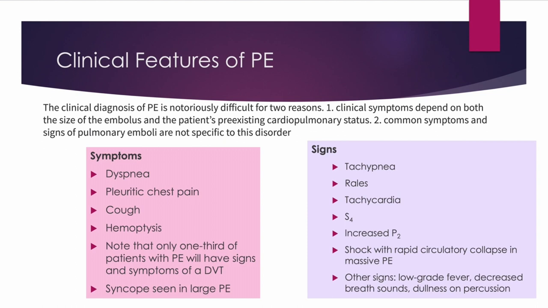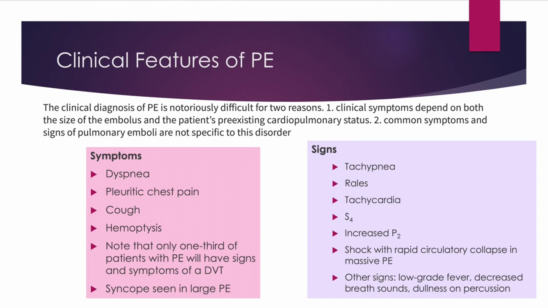Okay. As far as signs, things we see on physical exam, we tend to see patients that are tachypneic. You can have rales scattered throughout. Also tachycardia. You can have an S4 heart sound, also known as the atrial gallop. That occurs before S1 when the atria contract to force blood into the left ventricle. You can also have an increased P2.